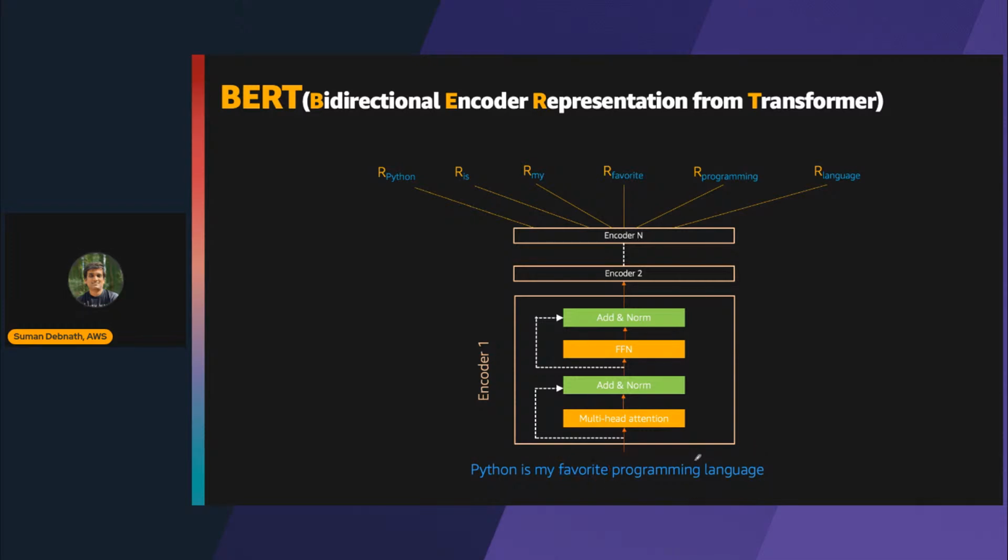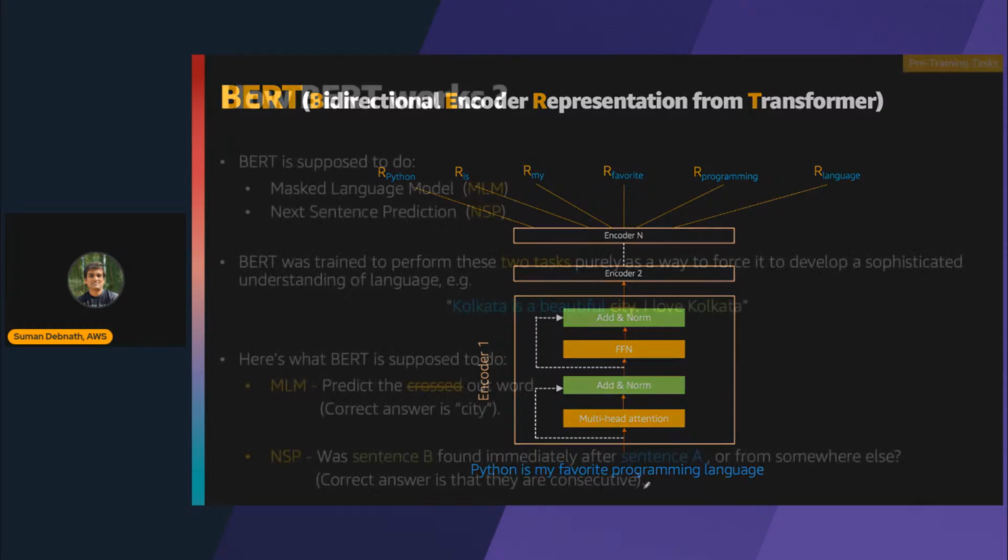And I am emphasizing this multiple times because this is the only thing which was not there in the previous generation of NLP algorithms like RNN or LSTM, where we used to process one word at a time. We used to process Python first, then is, then my, then favorite, and so on. Now let's see how BERT is architected.